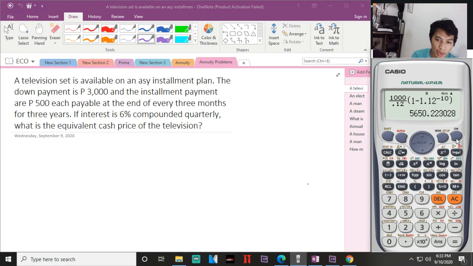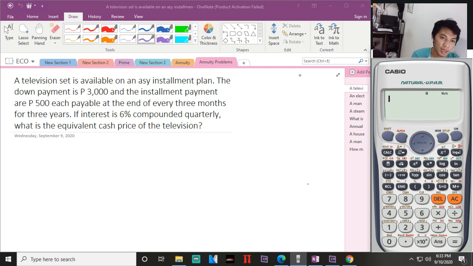Okay, for problem number 1, a television is available on an easy installment plan. Meron dito typo error. Easy installment plan. The down payment is 3,000 and the installment payments are 500 each payable at the end of every 3 months for 3 years. If the interest rate is 6% compounded quarterly, what is the equivalent cash price of the television?